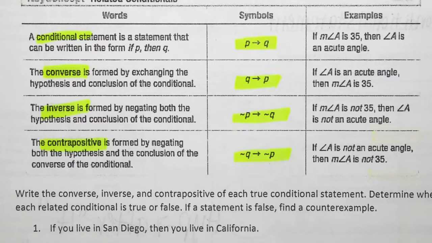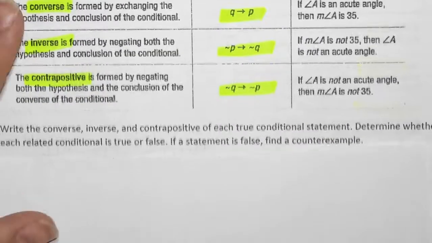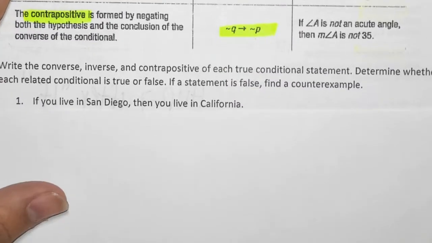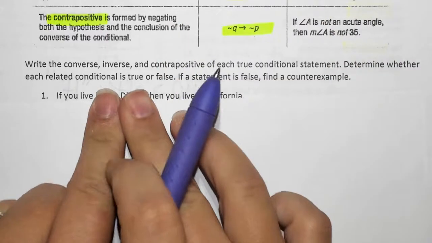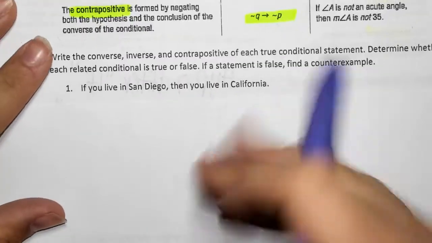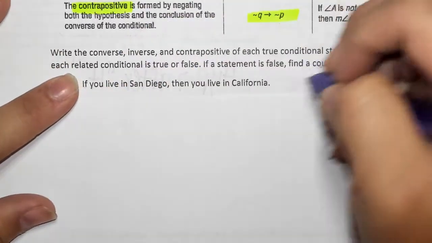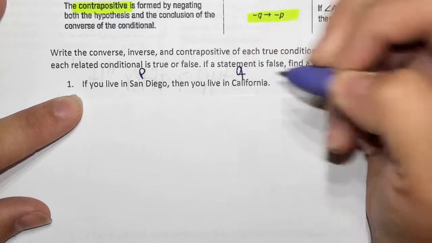Okay, so here's what's going to happen. We have this statement down here. If you live in San Diego, then you live in California. This is the conditional statement. So this statement is if P, then Q. So P is if you live in San Diego, and Q is then you live in California.